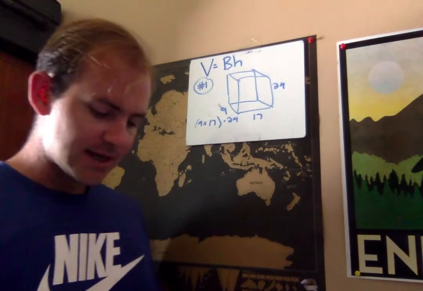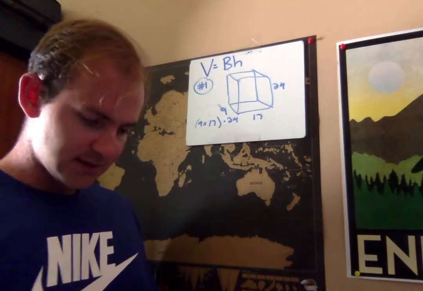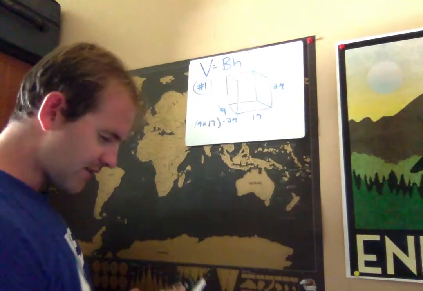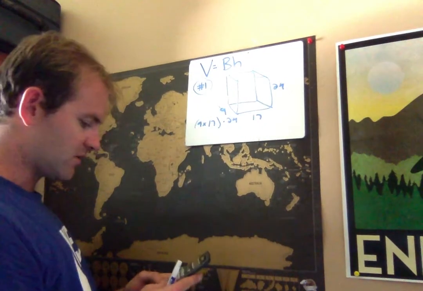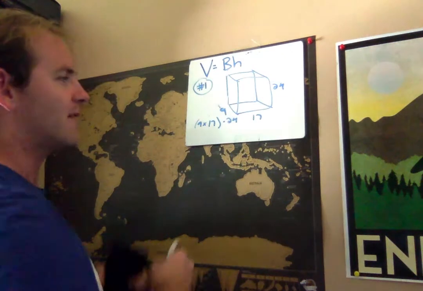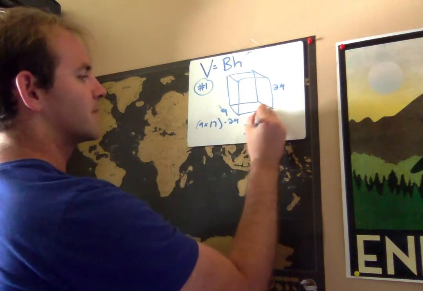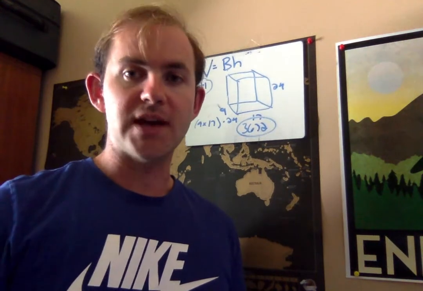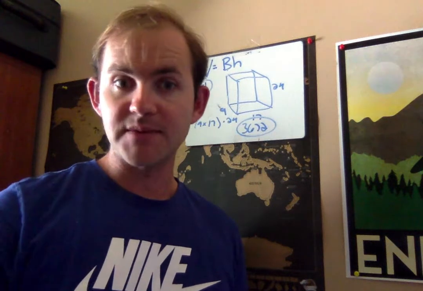So in this case, I get 9 times 17 times 24, which is 3,672. Let me just make sure I did that math right, because who knows, I might have made a mistake with my calculator. No, I'm right, 3,672. All right? Now, the reason that I would personally prefer you guys to remember V equals big B times H is when we look at page 10.